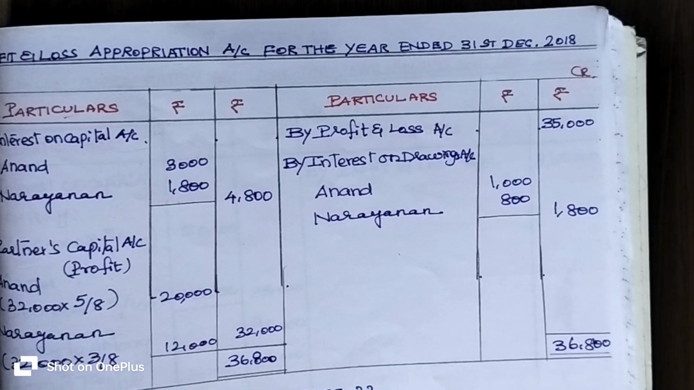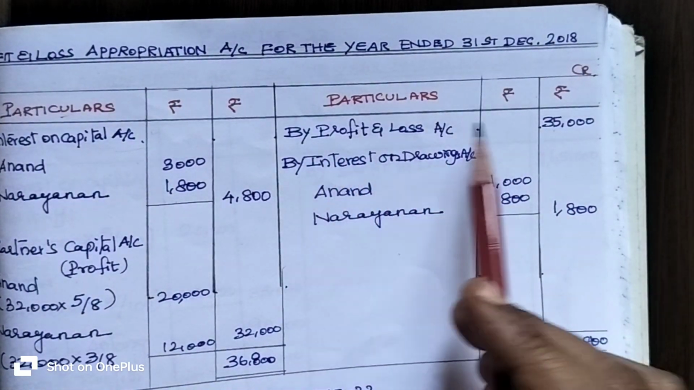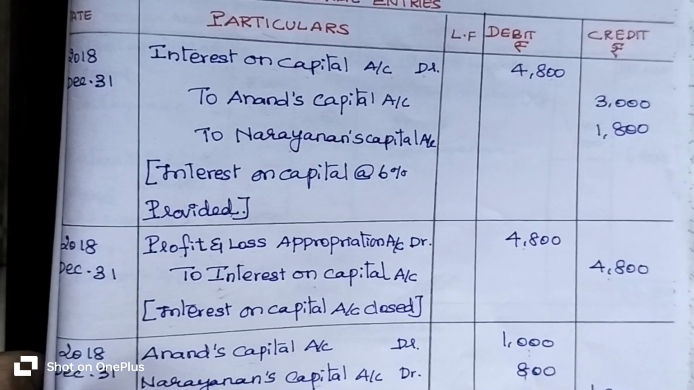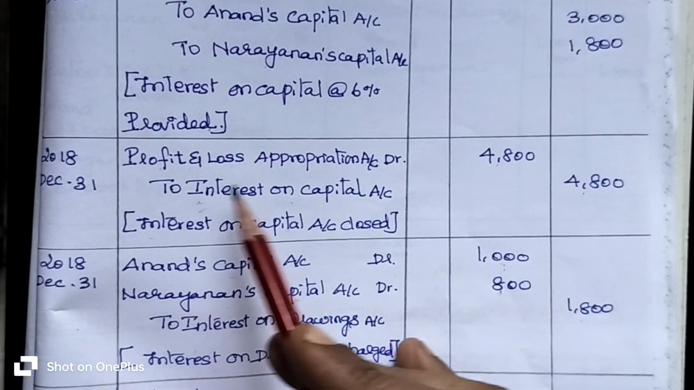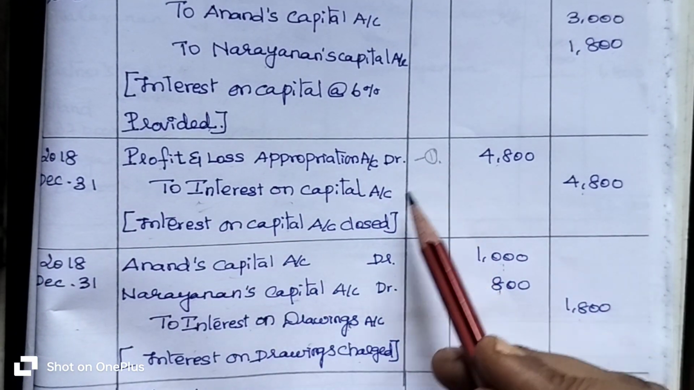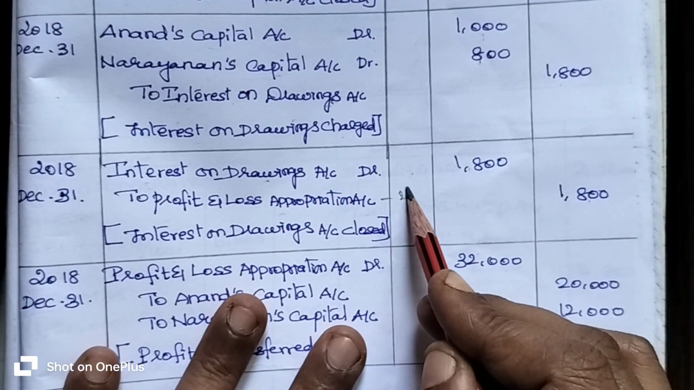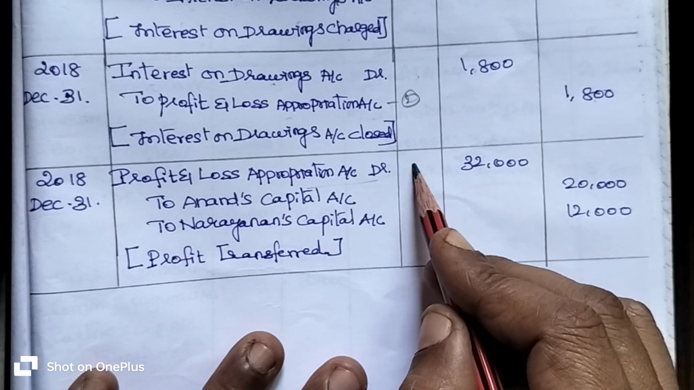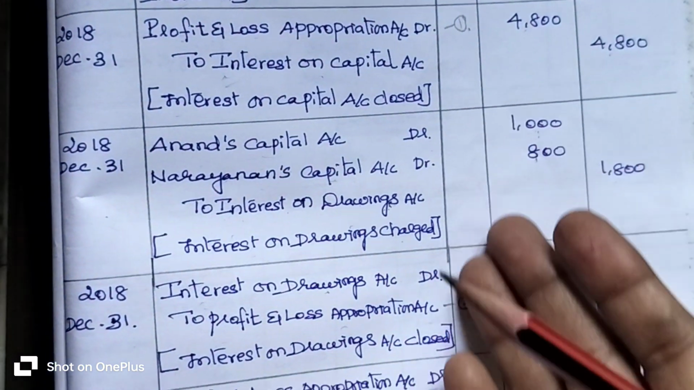Particulars on both sides, debit and credit, and amounts. They have given in the question profit and loss account 35,000 rupees, which is to be credited. Then where do the profit and loss appropriation accounts appear in the journal entries? Listen here. It is on the debit side, here it is on the credit side, and we have profit and loss appropriation account on the debit side. So in three places the profit and loss appropriation account occurs.